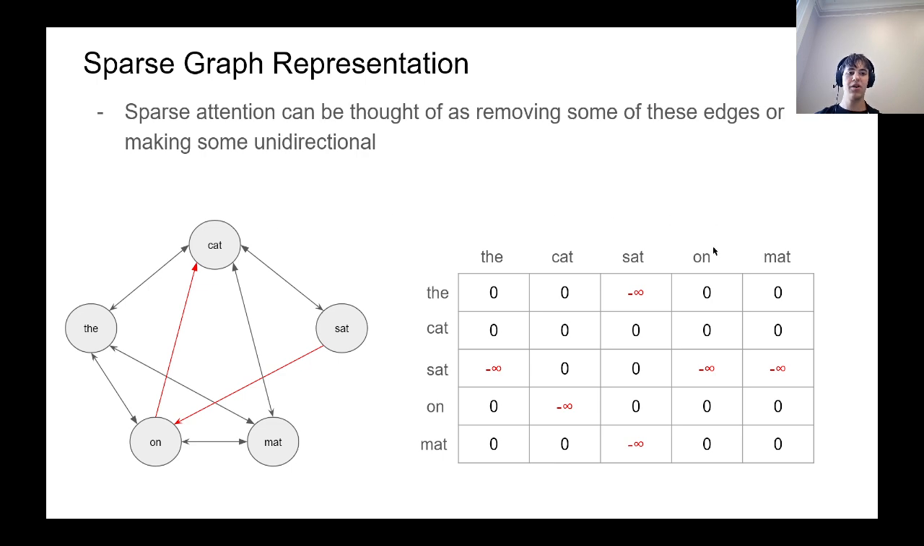So if we look here, remember keys send information to queries. Queries receive information from keys. So on to cat. Here, this is 0, meaning we don't mask it, but cat and on is negative infinity, meaning cat cannot send information to word on, but on can send information to the word cat, as seen in this arrow here. Same for on and sat, and we also remove the edge in sat here.